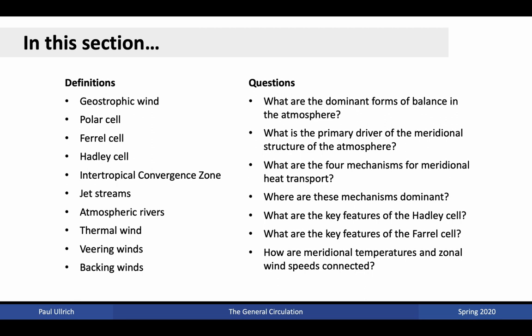The key questions that we're going to answer are: What are the dominant forms of balance in the atmosphere? What are the primary drivers for meridional structure of the atmosphere? What are the four mechanisms for meridional heat transport? Where are these mechanisms dominant? What are the key features of the Hadley cell and the Ferrel cell? And how are meridional temperatures and zonal wind speeds connected with one another?